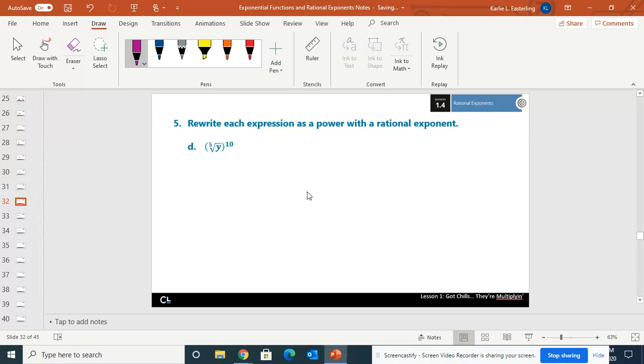All right, number 5, again, remember exponent on top, number with the radical on the bottom. So what you're looking at is y to the 10th fifths. And again, we can even simplify this even more, so this will end up being y to the 2nd.